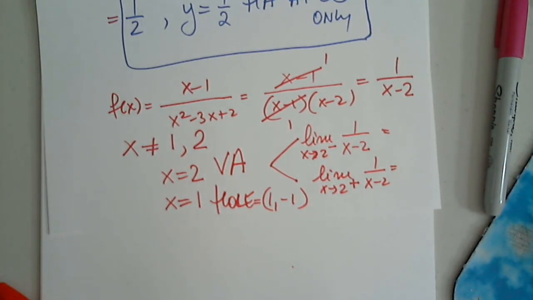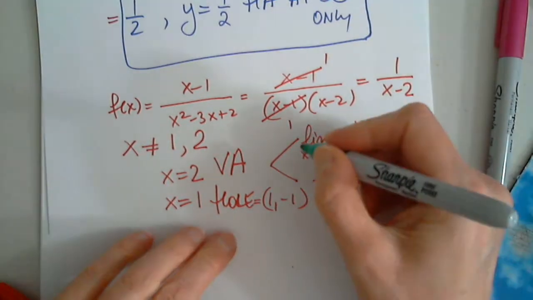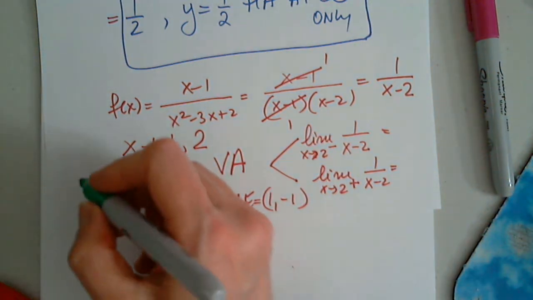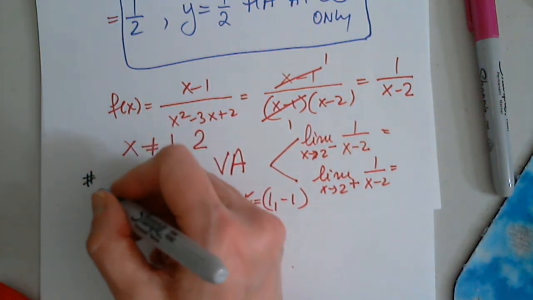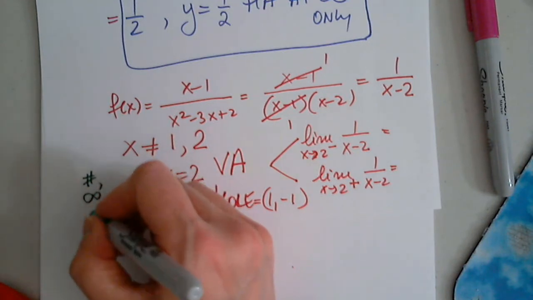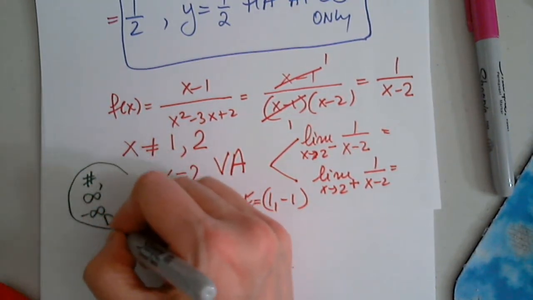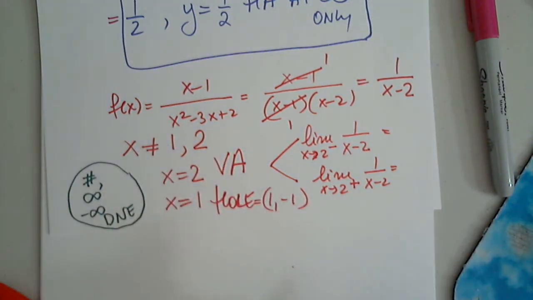2 from the left. Undefined. No. We can never write that a limit is undefined. We can write a number, we can write infinity, we can write negative infinity, or we can write DNE. These are the only options for a limit.